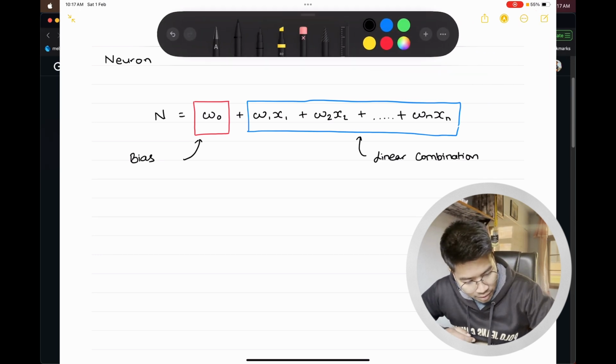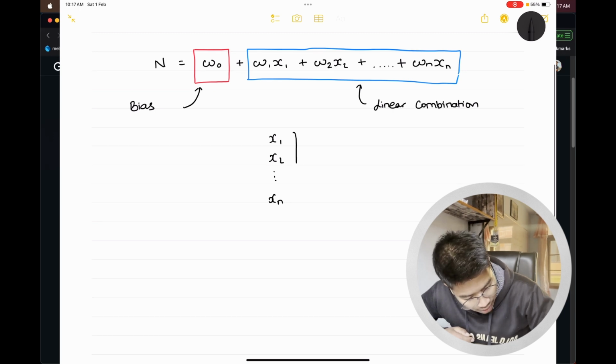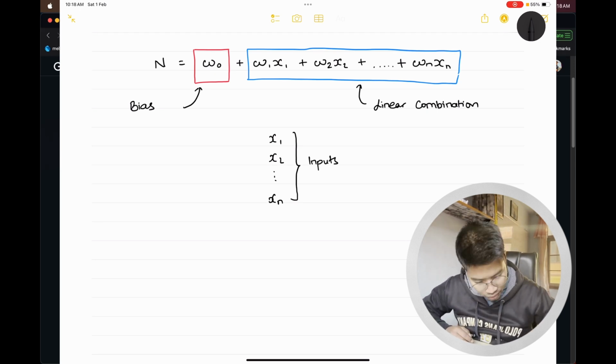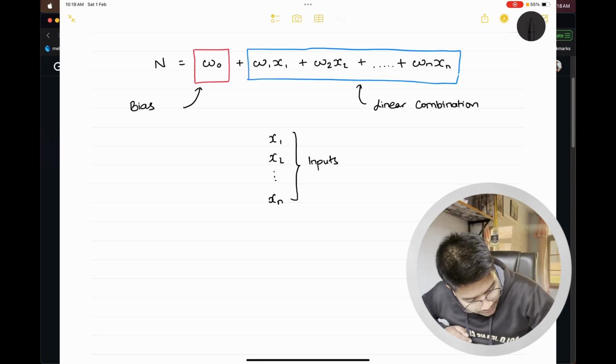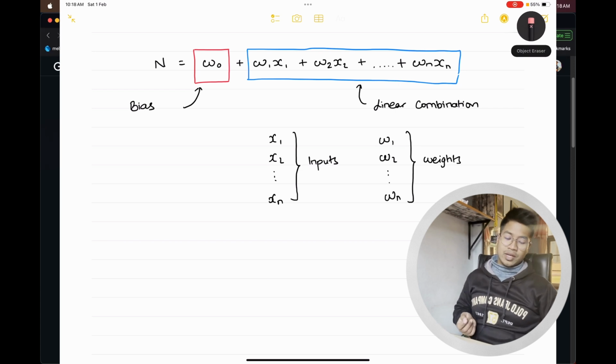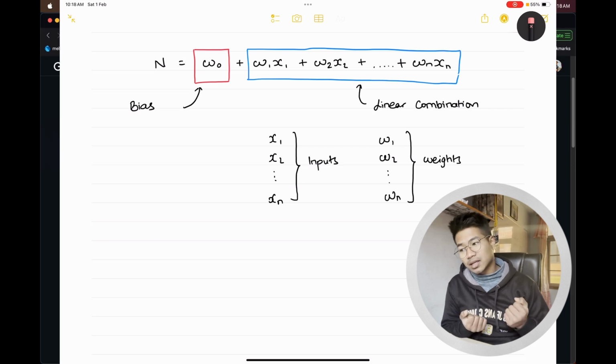Over here in the linear combination side, you have x1, x2, and so on up to xn. These are what you would call the inputs. Again, bear with me, this will make sense in a little bit. And these other guys, w1, w2 dot dot dot wn, these are known as weights. Inputs and weights. So let's first talk about linear combination. What is a linear combination? Where does this come from?